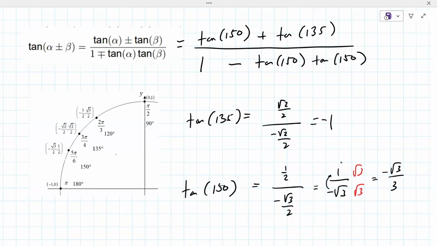She lets us have a little note card on these exams, and on the note card I write the unit circle, and then I write the tangent of each one right next to it. So that part will be super easy.